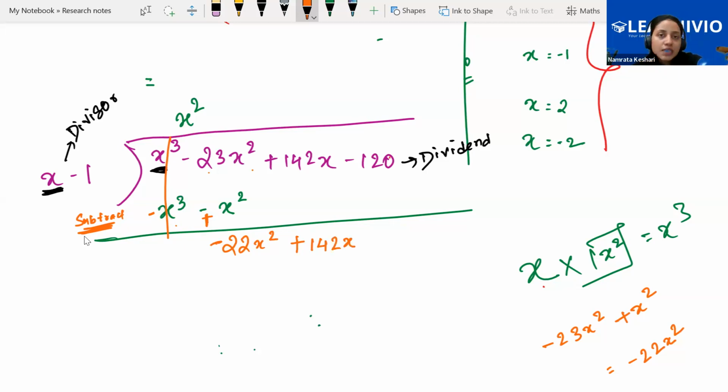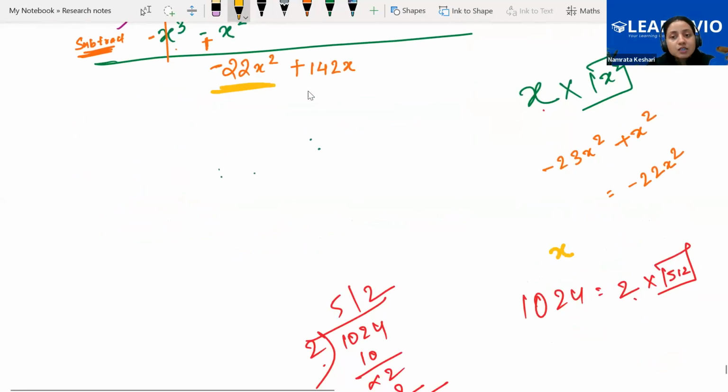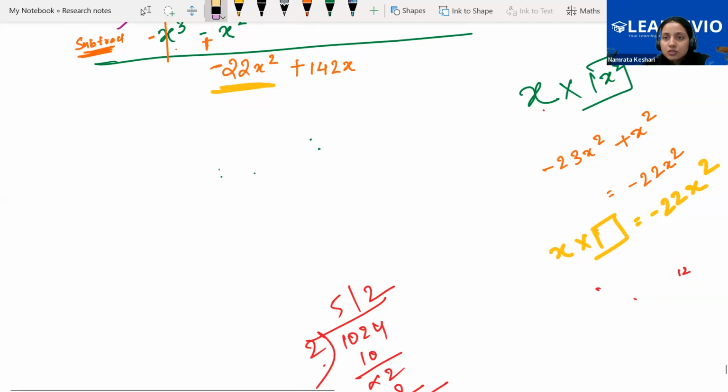Now again the same question. The divisor's first term is only x, and the dividend's first term is minus 22x square. What should we multiply with x to get minus 22x square? Minus 22x. Minus 22x.